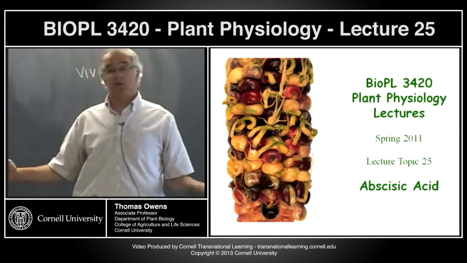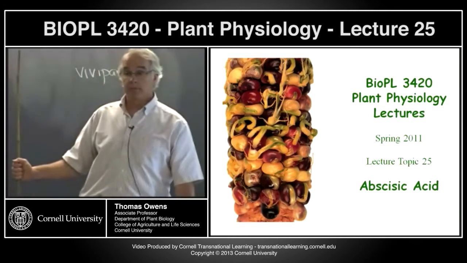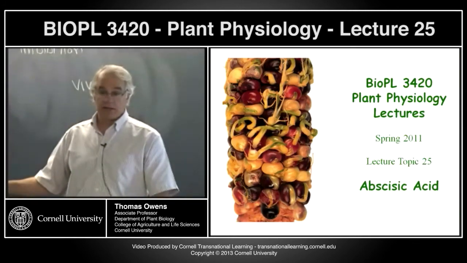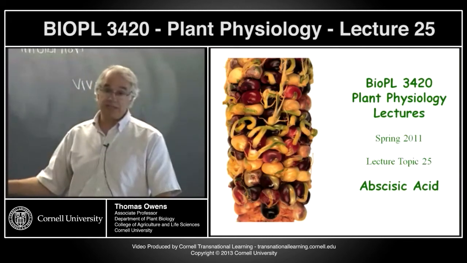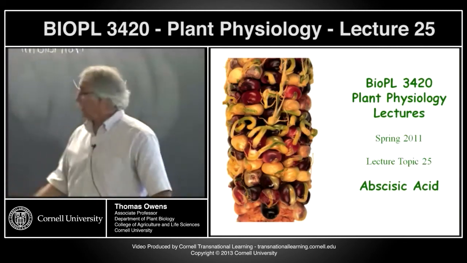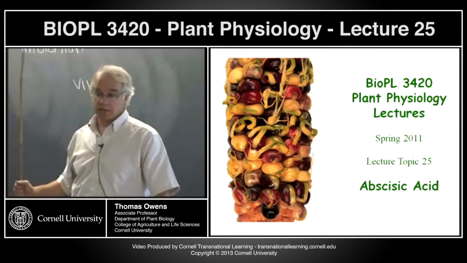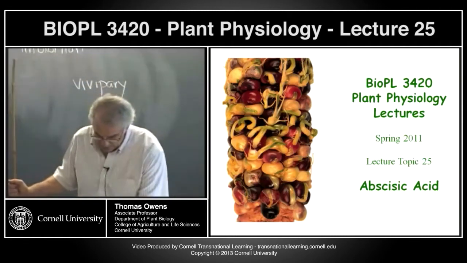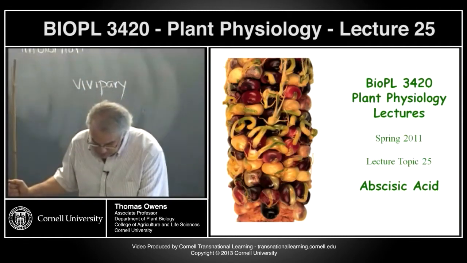Interestingly, ABA was first purified as a compound that was involved in the abscission of cotton fruits, and that's how it got its name. But as we'll see, ABA typically plays no role in abscission. The big role of ABA is related to dormancy, and we'll also see that it's involved in a lot of different types of stress responses.